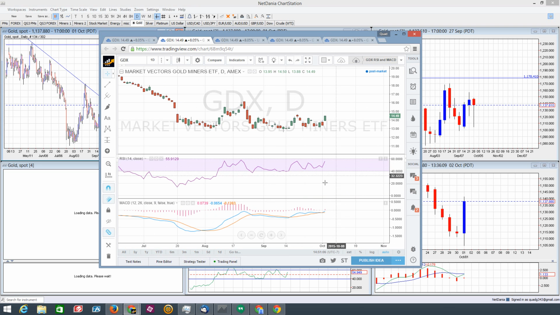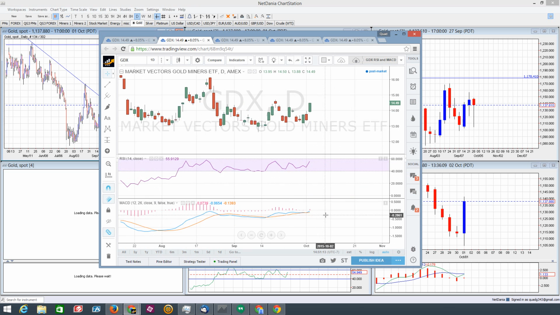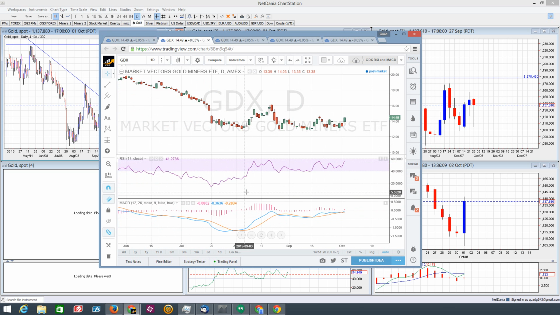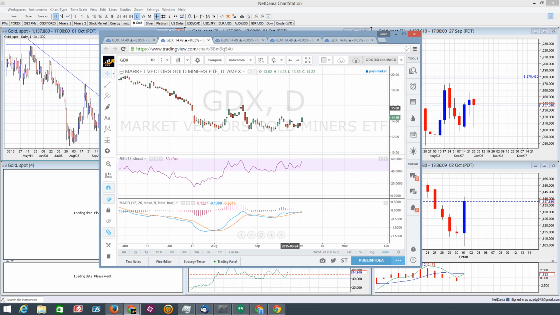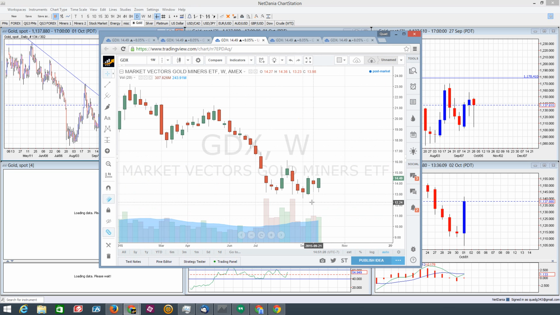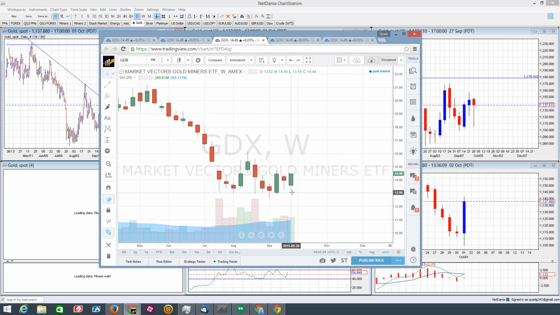RSI and MACD, again, much like gold and silver, are just in the middle of this neutral range between 40 and 60. MACD, however, is opening up to the upside, so that's bullish. Moving into a bullish alignment there. Here is the weekly chart, and we closed as an outside key reversal over last week's negative candle. So that's bullish, setting a key low at 1319.